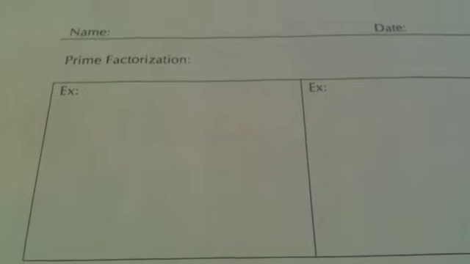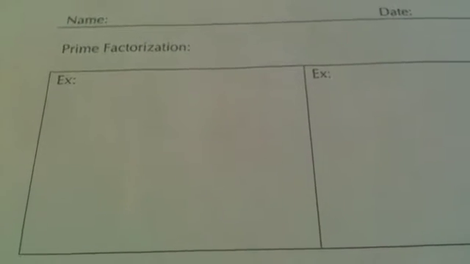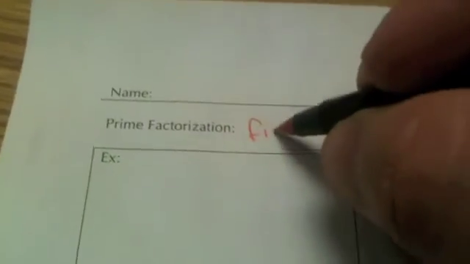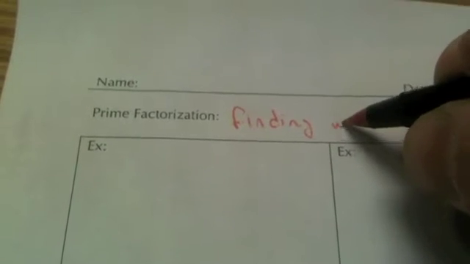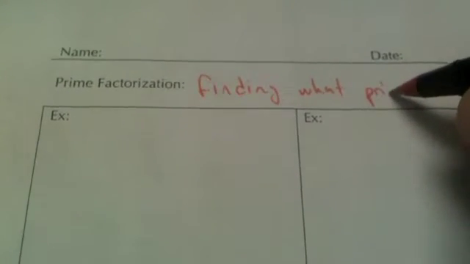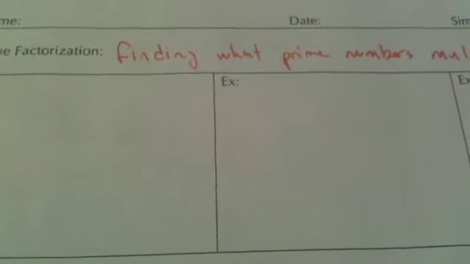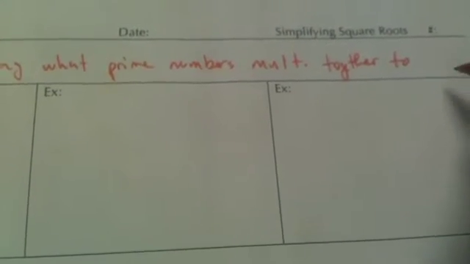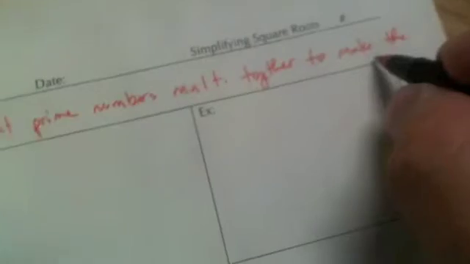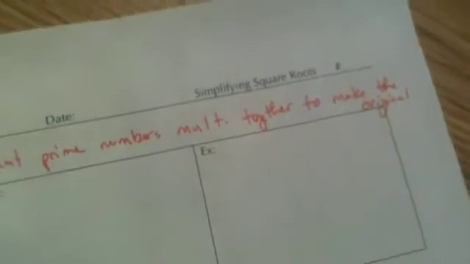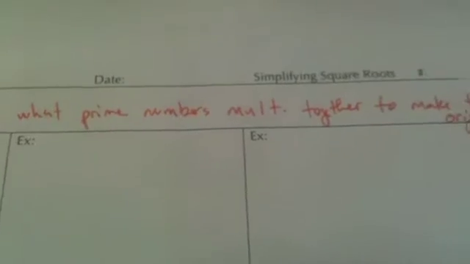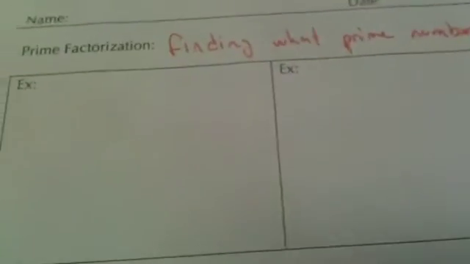The definition of prime factorization is finding which prime numbers multiply together to make the original numbers. So I'm going to write that down. So we're finding what prime numbers multiply together to make the original. Okay, hopefully you can read that. Finding what prime numbers multiply together to make the original. Okay, that's what prime factorization is.